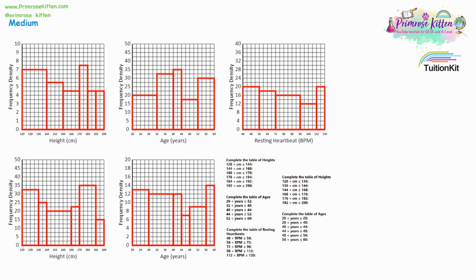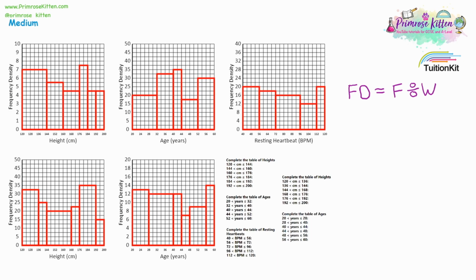Now, as well as drawing a histogram, where you have to use the fact that the frequency density is equal to the frequency divided by the class width, you might also need to work backwards and read the frequency from a histogram. Now, we can rearrange the equation frequency density equals frequency divided by width to get that.